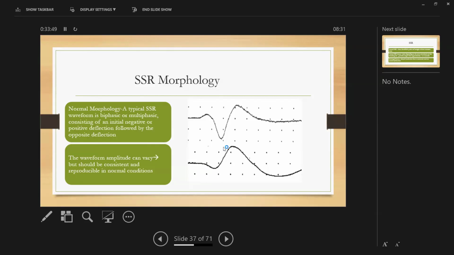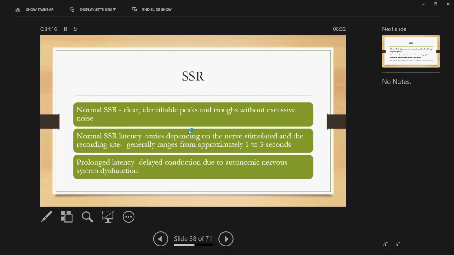The normal SSR waveform will be biphasic, either an initial negative followed by a positive deflection, or the opposite. The waveform amplitude can vary. The main thing is identifying whether we are getting that biphasic wave; we are not mainly concentrating on amplitude. The other thing we must check is latency. Normal persons will get this response within 3 seconds. So in a normal SSR, clear identifiable peaks must be there without excessive background noise, and latency will be between 1 to 3 seconds.